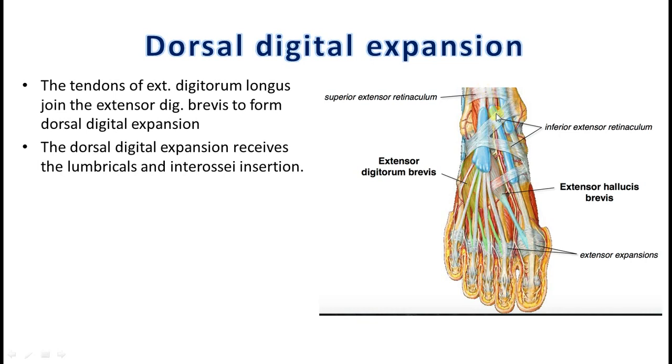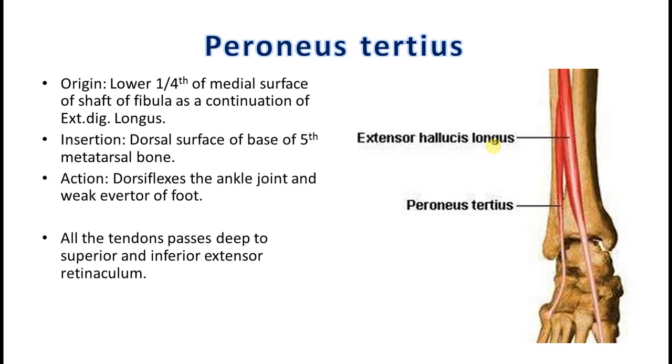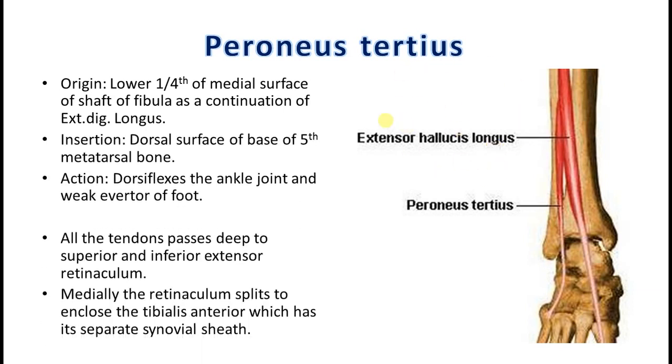Then this is your extensor hallucis longus passing deep to the superior and inferior extensor retinaculum. Then this is the synovial sheath for the inferior extensor retinaculum, and deep to that the synovial sheath for the extensor digitorum longus tendon. These two retinacula I will be discussing immediately in my next class, in the dorsum of the foot. So Peroneus tertius: dorsiflexion at the ankle joint, and a weak everter of the foot.